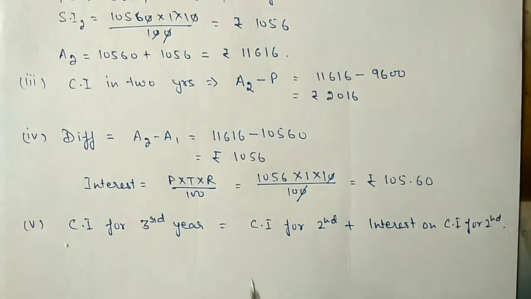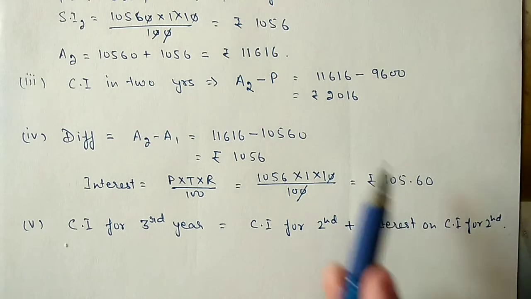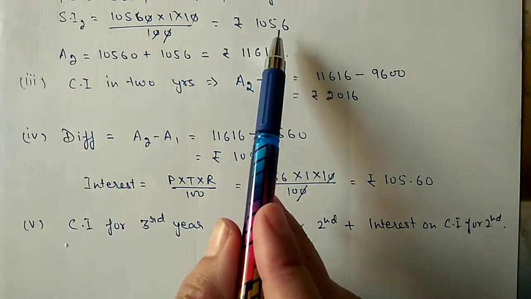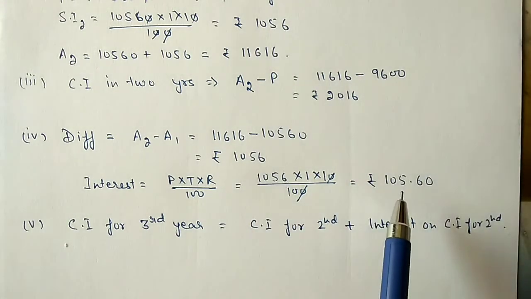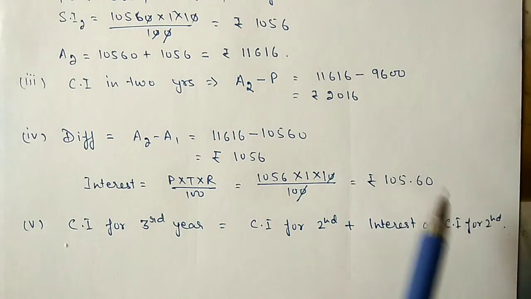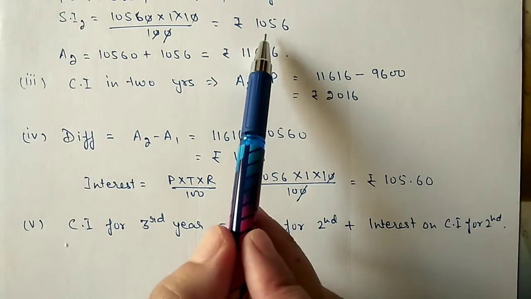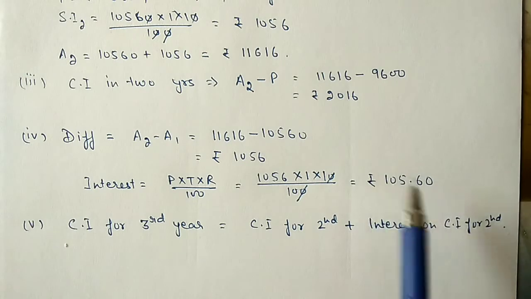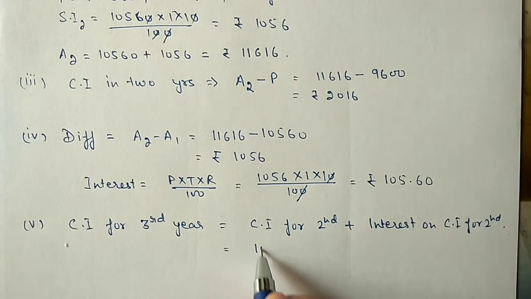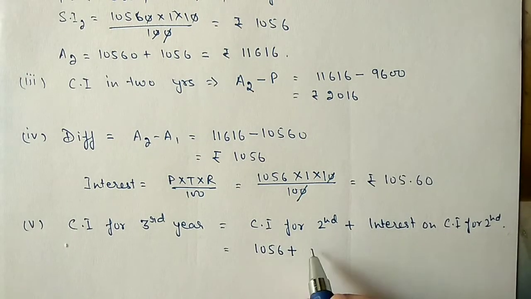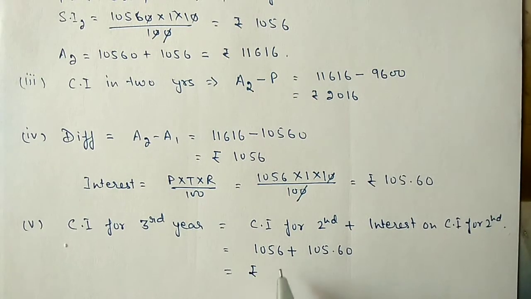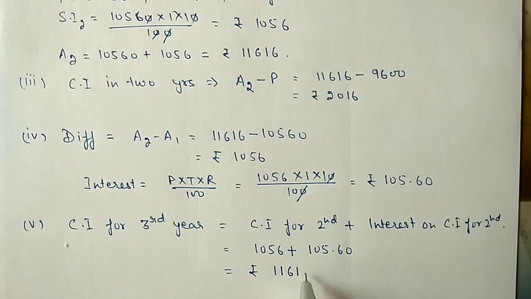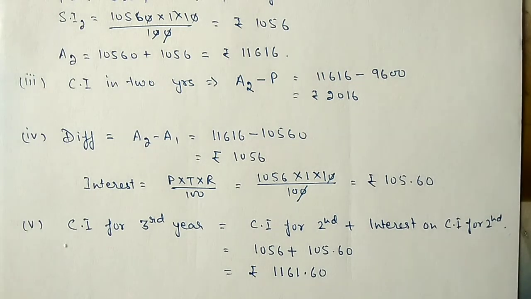The concept of compound interest is that we get interest on the interest. The second year interest was 1056 rupees, and on that we are getting 105 rupees 60 paise as interest. So the third year interest will be the second year interest plus the interest on that interest: 1056 plus 105 rupees 60 paise, which is equal to 1161 rupees 60 paise.